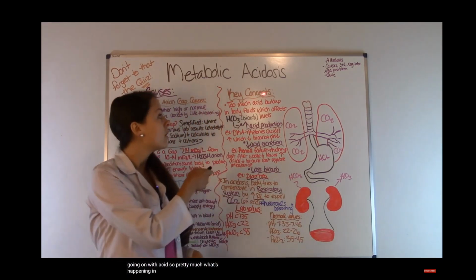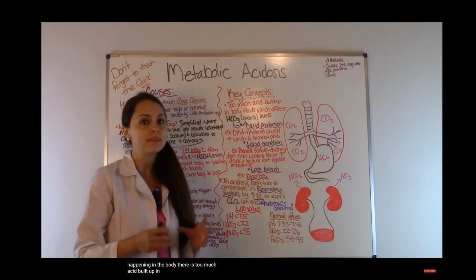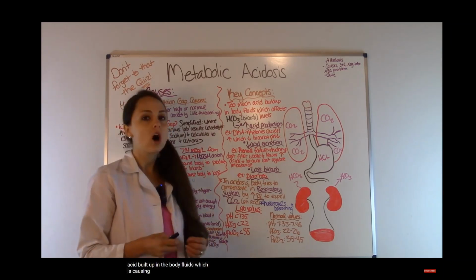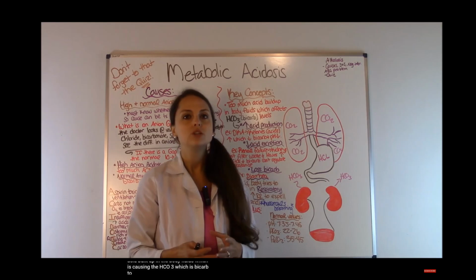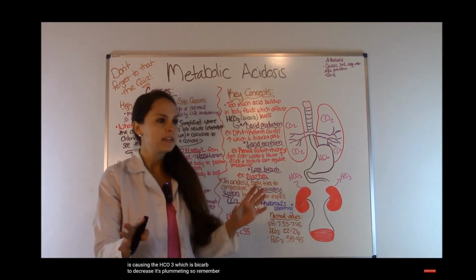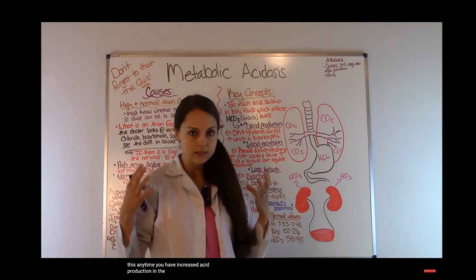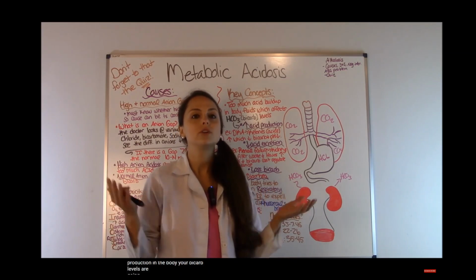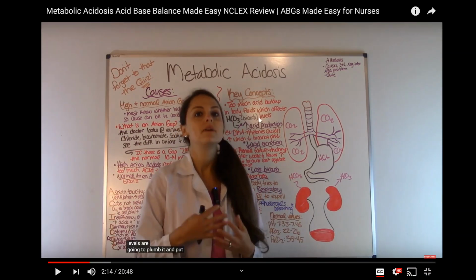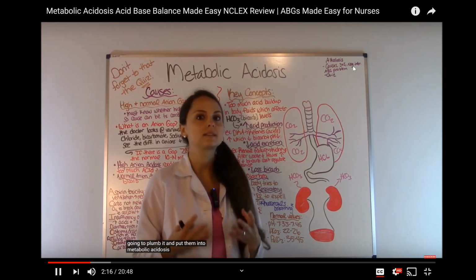So pretty much what's happening in the body is there's too much acid built up in the body fluids, which is causing the HCO3, which is bicarb, to decrease. It's plummeting. So remember this: anytime you have increased acid production in the body, your bicarb levels are going to plummet. High acid, low bicarb puts them into metabolic acidosis.